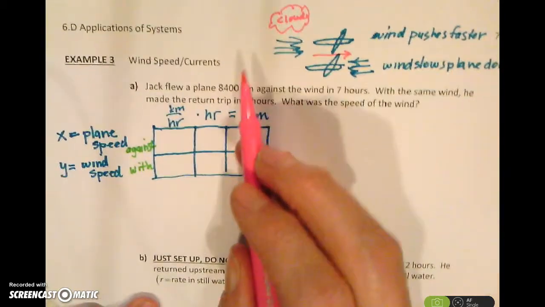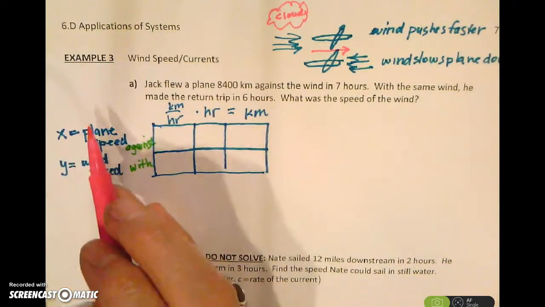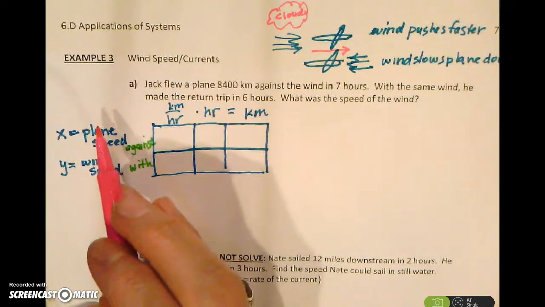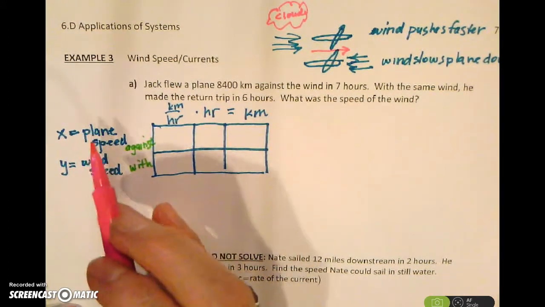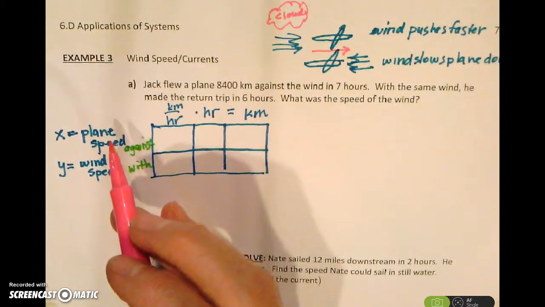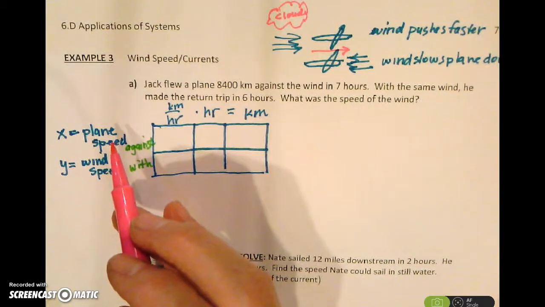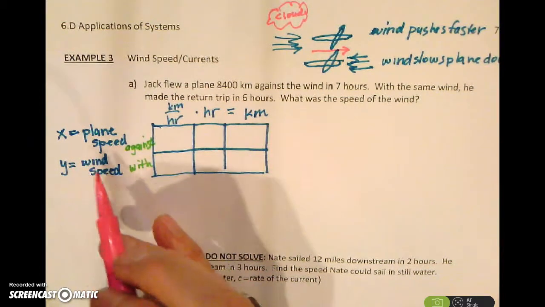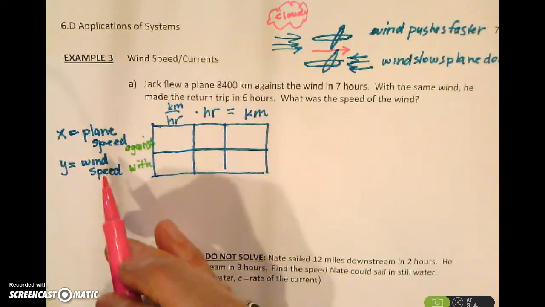We're going to talk about two things. I'm going to let x be equal to the actual plane speed, like the speedometer speed in the plane. In these situations, it's always going to be a constant. They're always going to fly like 500 miles per hour. And the wind also is going to be constant. I'm going to let y represent how fast the wind is moving.